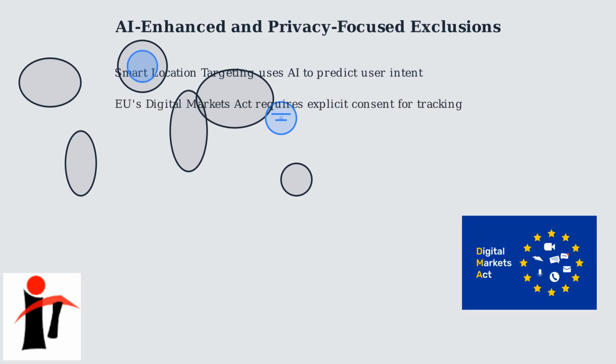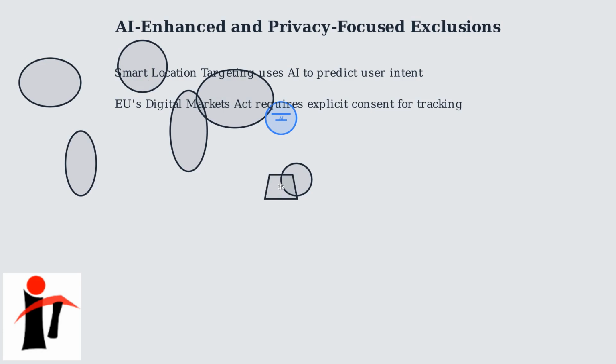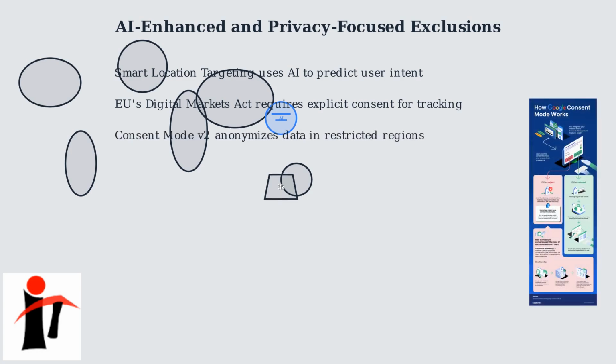Following the EU's Digital Markets Act enforcement in 2025, Google Ads now requires explicit user consent for location data tracking. This regulation ensures that advertisers respect privacy laws and only collect data with user permission, particularly important when targeting or excluding European countries. To integrate privacy into your exclusion strategies, use Google's Consent Mode v2. This tool anonymizes location data in restricted regions, allowing you to maintain effective targeting while complying with privacy regulations. It automatically adjusts data collection based on user consent, ensuring your campaigns remain compliant and effective.